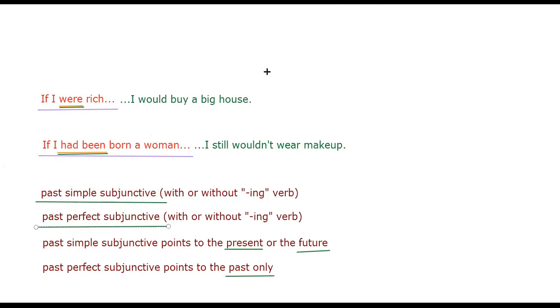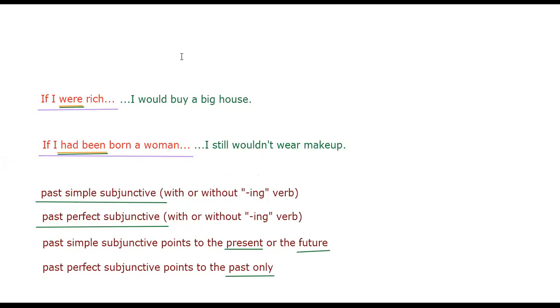Because remember, and this is something that's important, tense doesn't always correspond to time. So tense doesn't always equal time. And that's the case here. We have two past tenses, but one is pointing to the present and one is pointing to the past. So just because it's the past tense doesn't mean it's always going to point to the past. But anyway, that's an important distinction here.